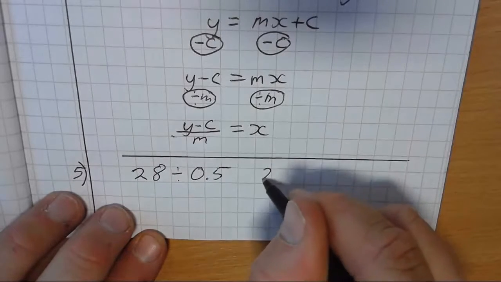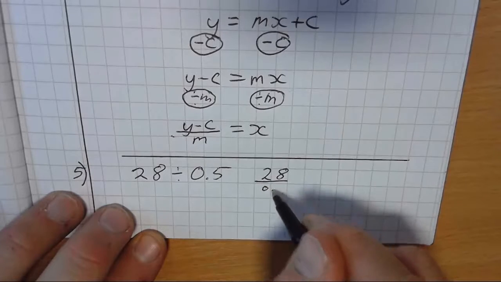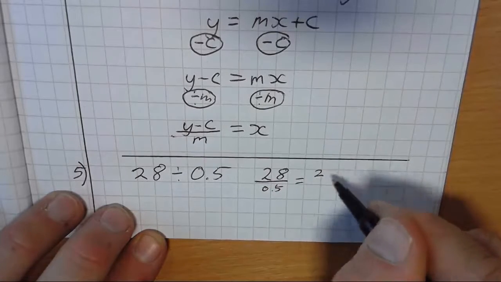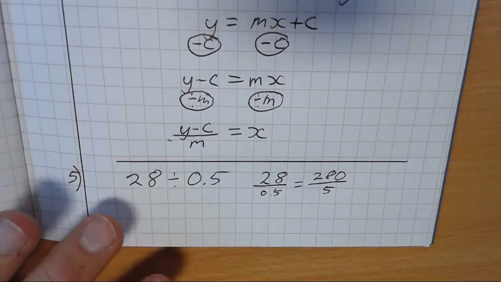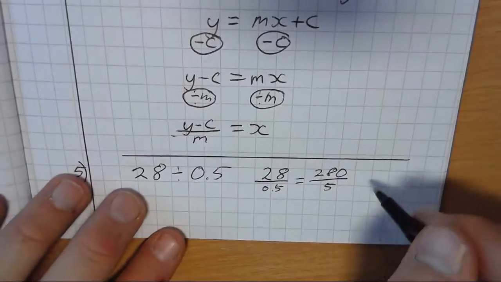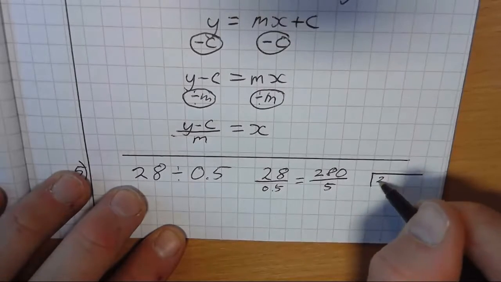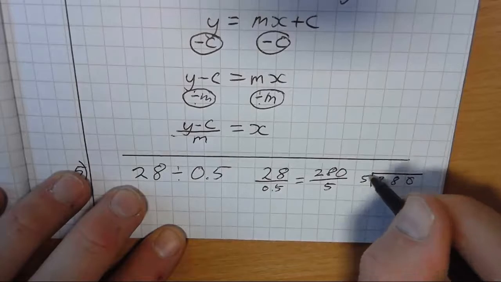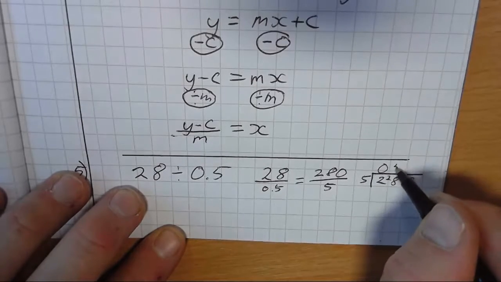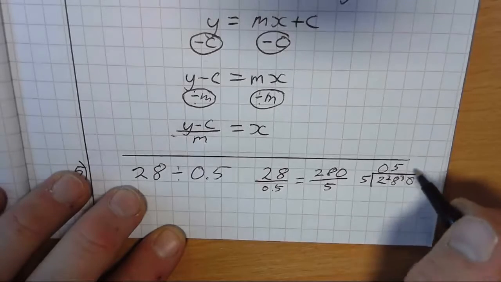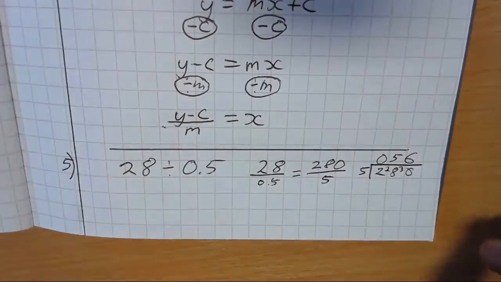So firstly, I could use an equivalent fraction method. So 28 divided by 0.5 is the same as 280 divided by 5. That's just using equivalent fractions. Then you could do a quick bus stop if you want. I'm just showing you a few different ways you could tackle this. So 280 divided by 5. 5 goes into 2, not at all. 5 goes into 28 5 times. 3 is left over. 5 goes into 30 6 times, so your answer is 56.